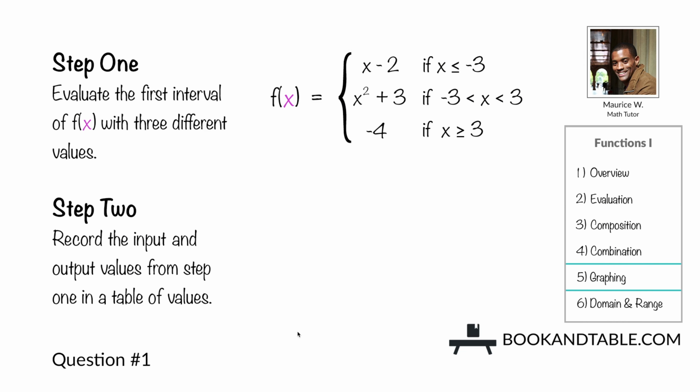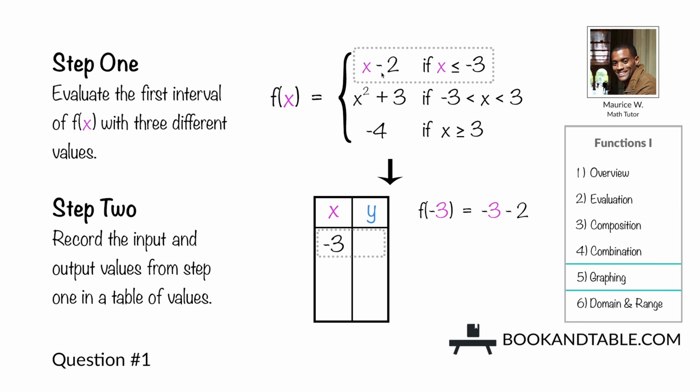Step 1, evaluate the first interval of f of x with 3 different values. So we have f of x is equal to x minus 2 if x is less than or equal to negative 3. So we'll start where x is equal to negative 3, and then we'll proceed to points that are smaller than negative 3. So we'll use negative 3, negative 4, and negative 5 in the first table of values.